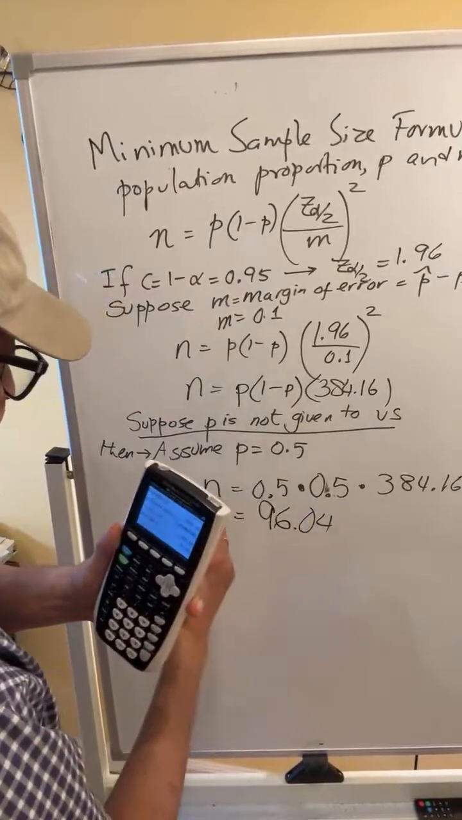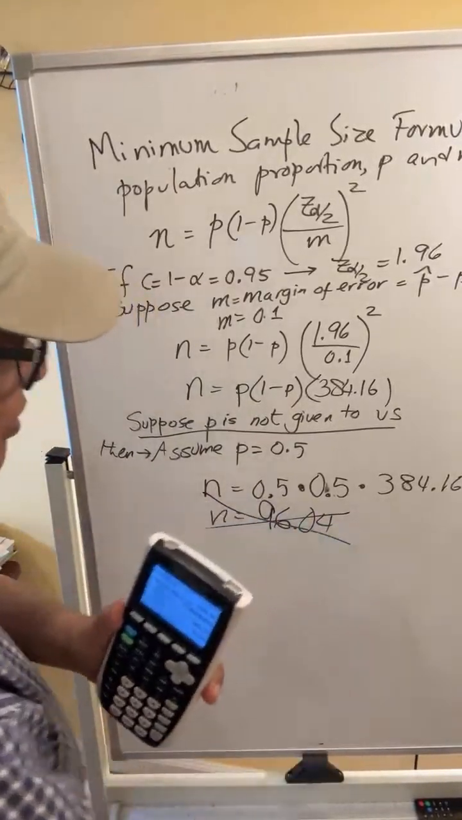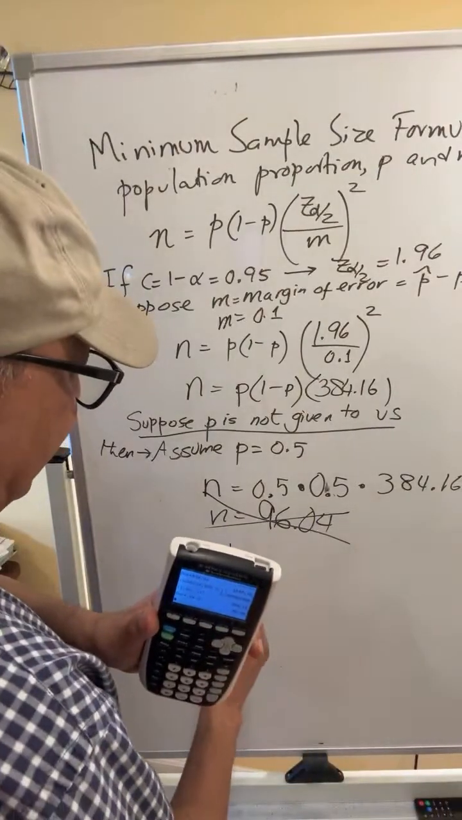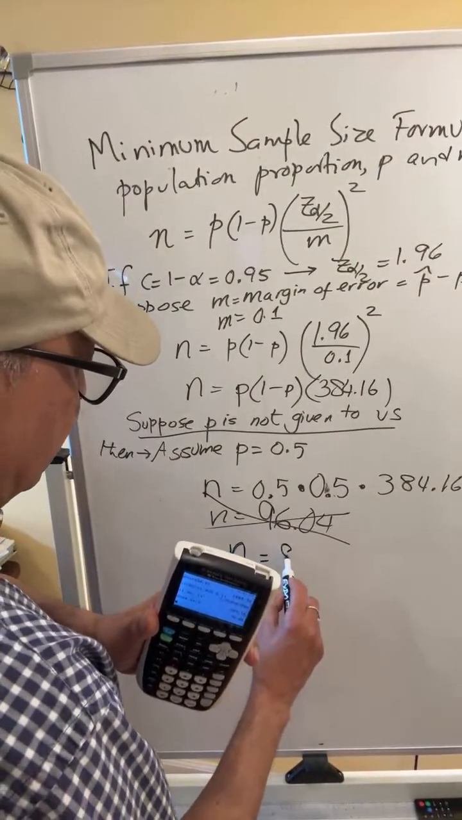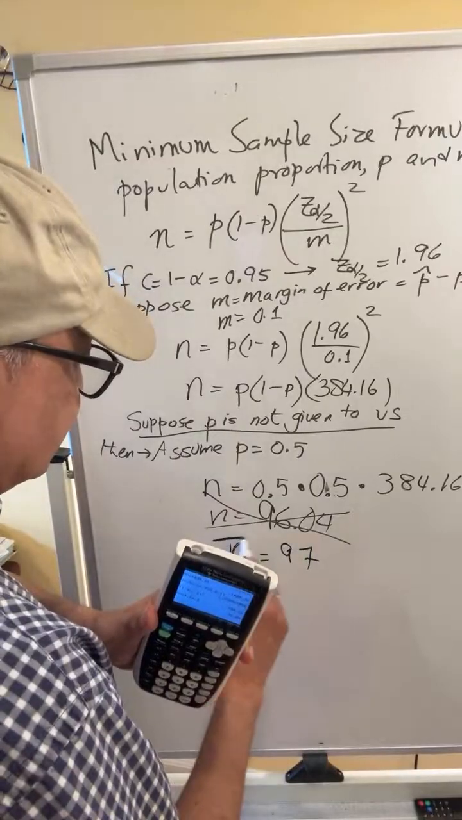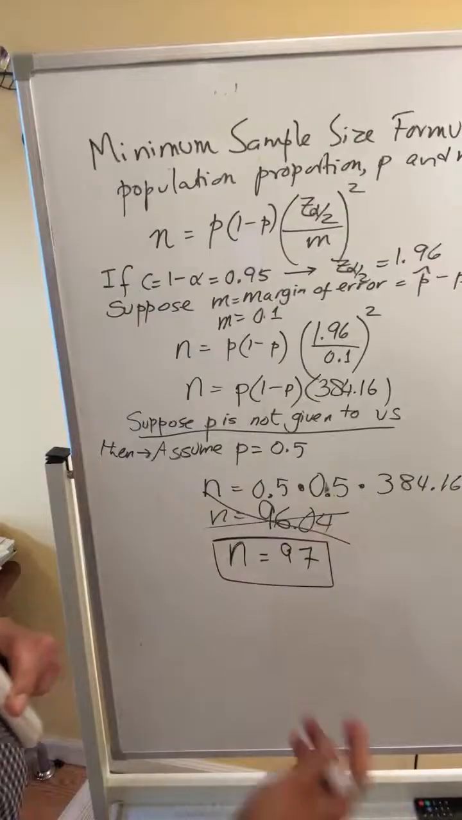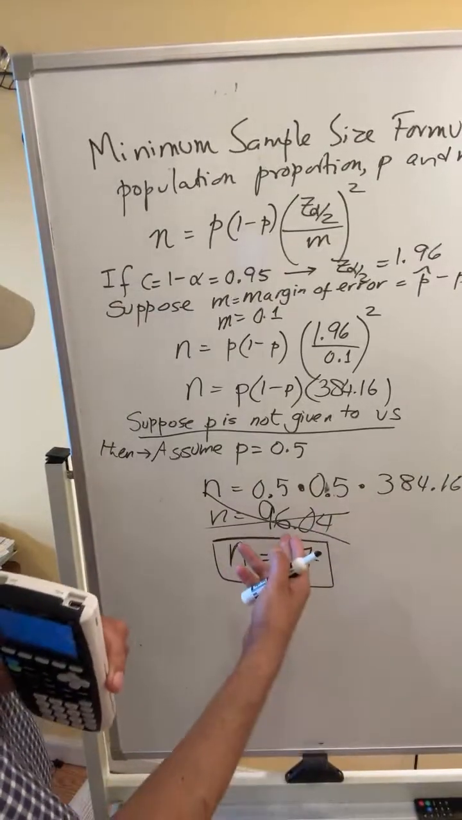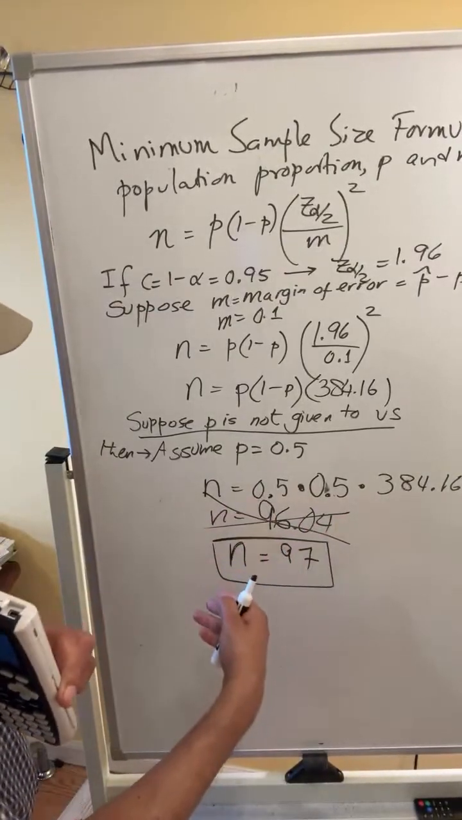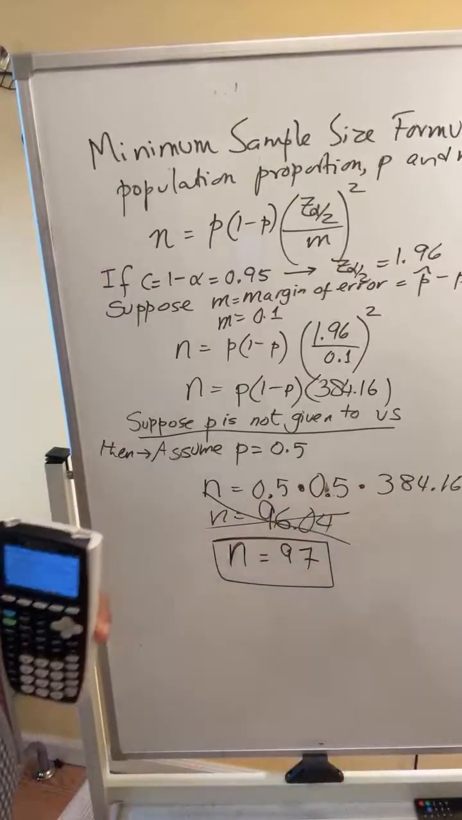96.04. But this is incorrect. We always round it up to the next higher number. n is 97. So we always round it up. 0.04, we do not round it down, we round it up.